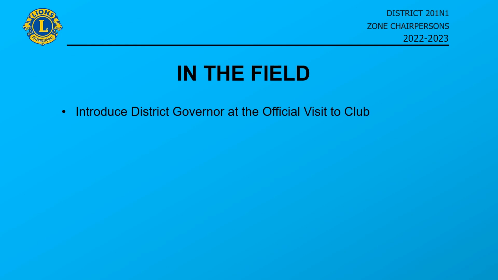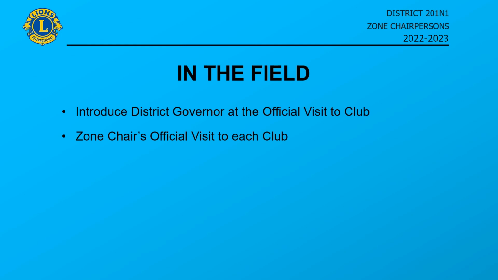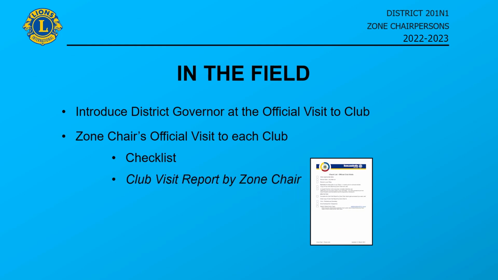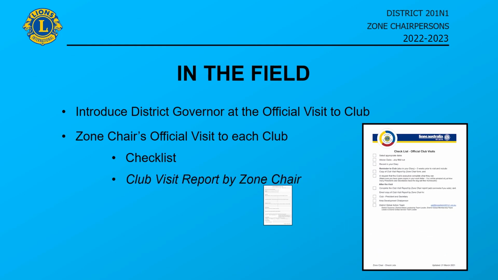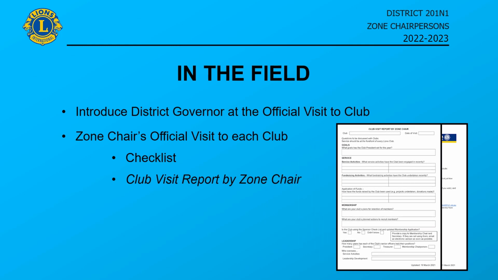You introduce the District Governor at the DG's official visit at each of your Zone clubs. If for some reason you cannot be there, contact your region chair as soon as possible. Then there is your own zone chair's official visit to zone clubs. Find the checklist and find the club visit report by the zone chair. You now have everything you need for all of your zone club visits.